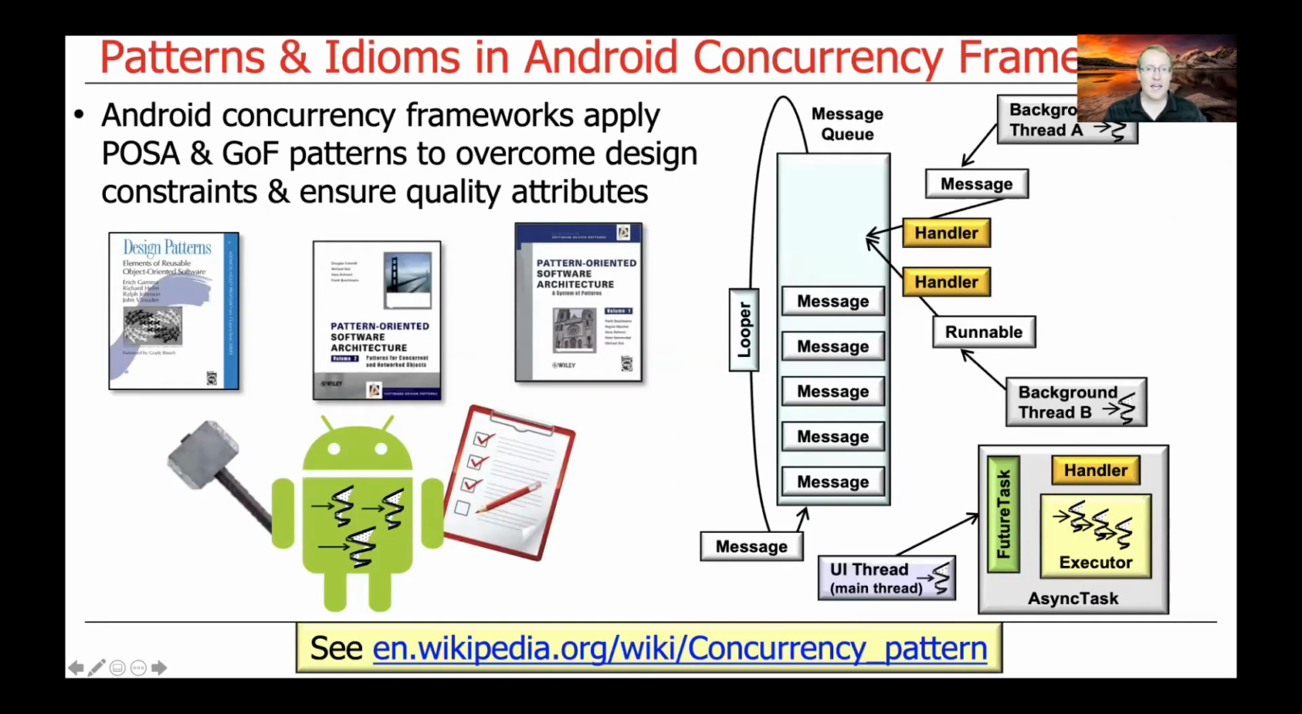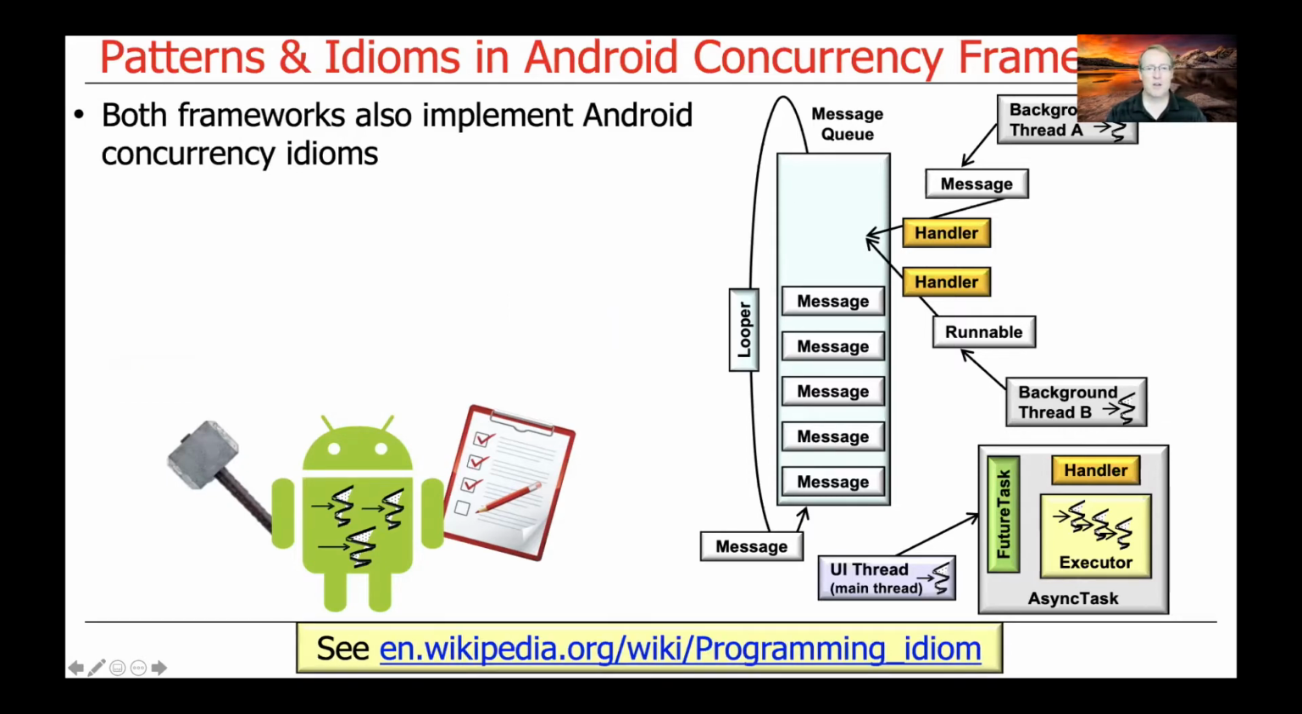So Android and also Java have these concurrency frameworks that apply a whole bunch of POSA and Gang of Four patterns to overcome various design constraints that they have to be restricted by to do their thing, especially in Android, as well as to ensure various quality attributes, typically things like reusability, understandability, scalability, flexibility, and so on and so forth.